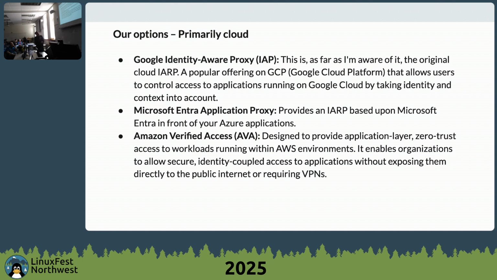Microsoft Entra Application Proxy, this is the one of the three I haven't specifically used, but it is Azure's version of this. And Amazon Verified Access, which can integrate into AWS's own various auth solutions. What I think really separates these three cloud providers is that while they're not as flexible as running it yourself, like a lot of the features I've talked about, they can't do. They're really built to just put an auth in front of something.